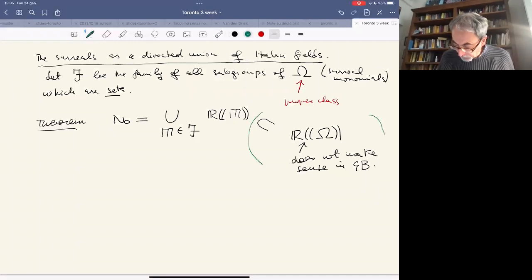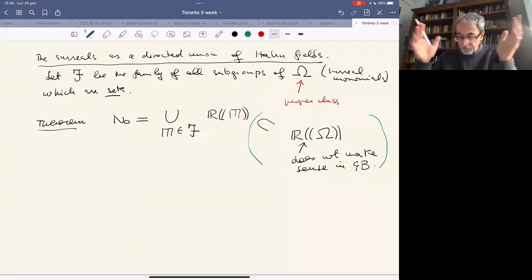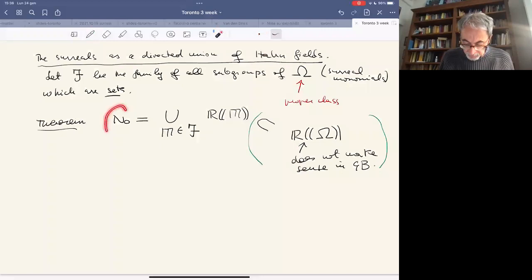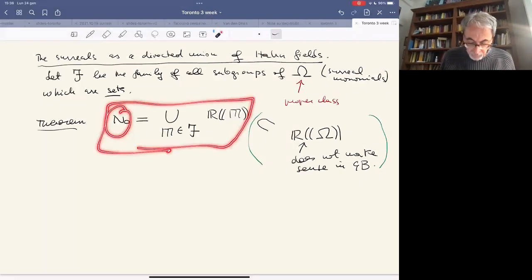We are not really defining it. Maybe it can be defined in some big set theory, but in any case, it's not what we want. It's too big. Why is it too big? Because each surreal number can be represented as an infinite sum, but the support of this infinite sum is in any case a set. The support of a surreal number is always a set of monomials, never a proper class of monomials. So the proper way of presenting the surreals is in this way.